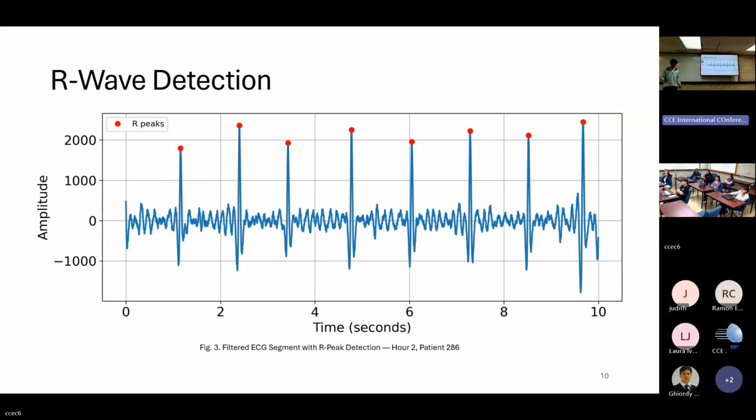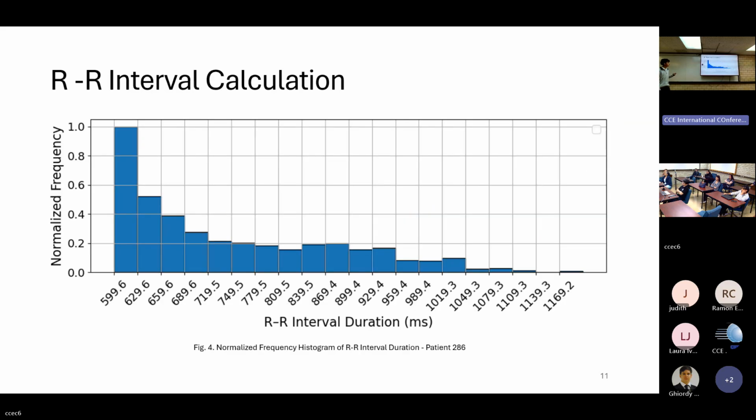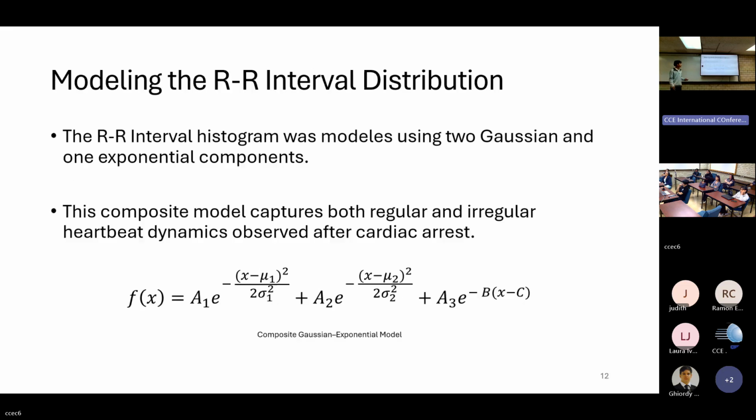So we started saving these differences in an array in Python. And then we proceeded to make a histogram. We can see the RR interval duration in milliseconds. We also normalized the frequency. This was intentional because not all the patients have the same number of hours, so the histograms were going to have different forms, and they were going to be very unbalanced. This could add some bias to the model also. And after normalizing the frequency of this histogram, we tried to model the distribution of the histogram with a composite Gaussian exponential model.